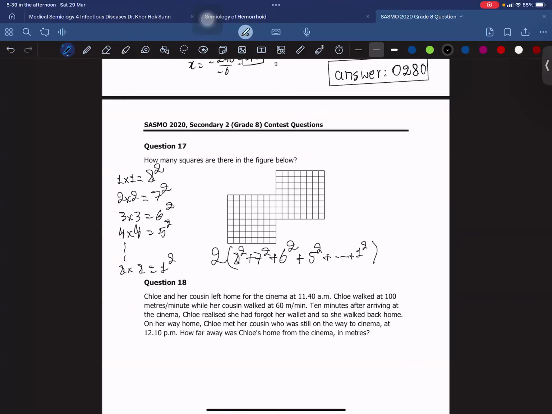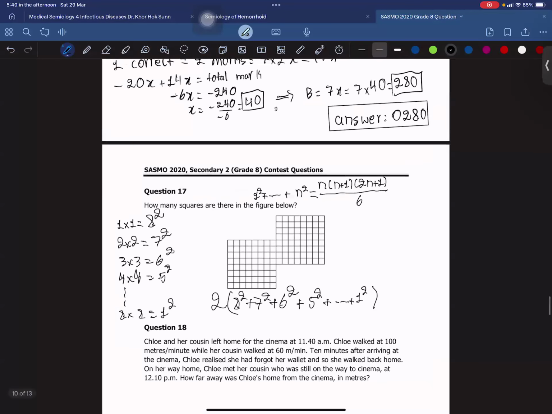So we need to add up the squares. By doing that, we need to remember a formula, which is n times n plus 1 times 2n plus 1 over 6, which is 1 squared plus and so on till n squared, equal to this thing. So in here we have 1 till 8. So it's gonna be 8 times 9 times 17 over 6.